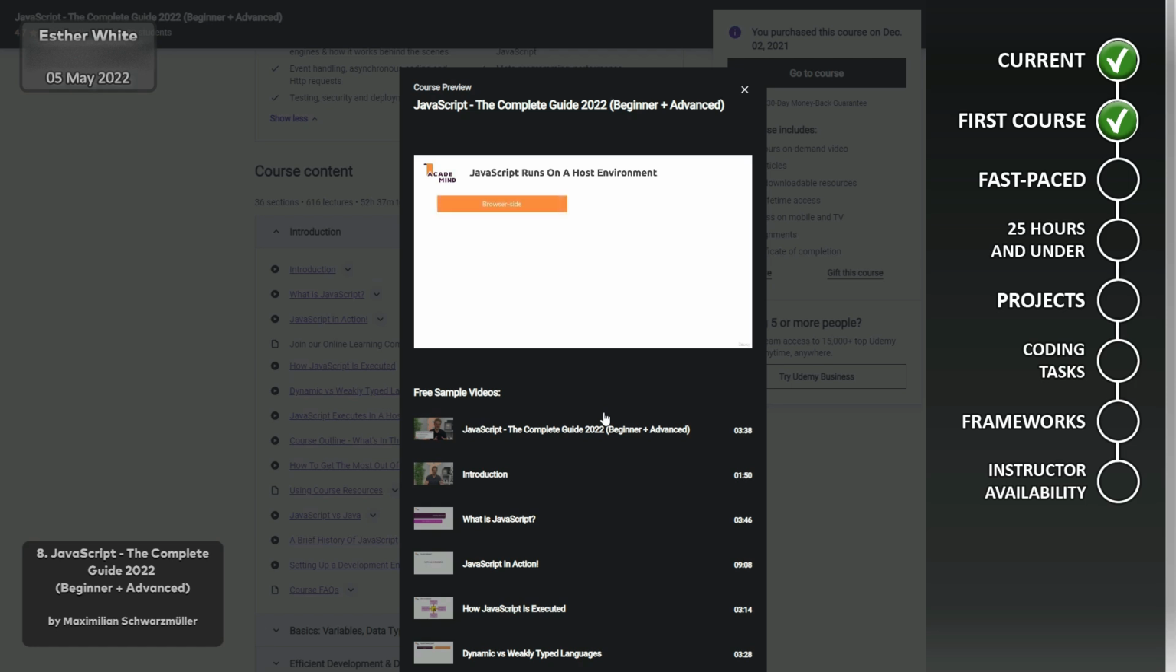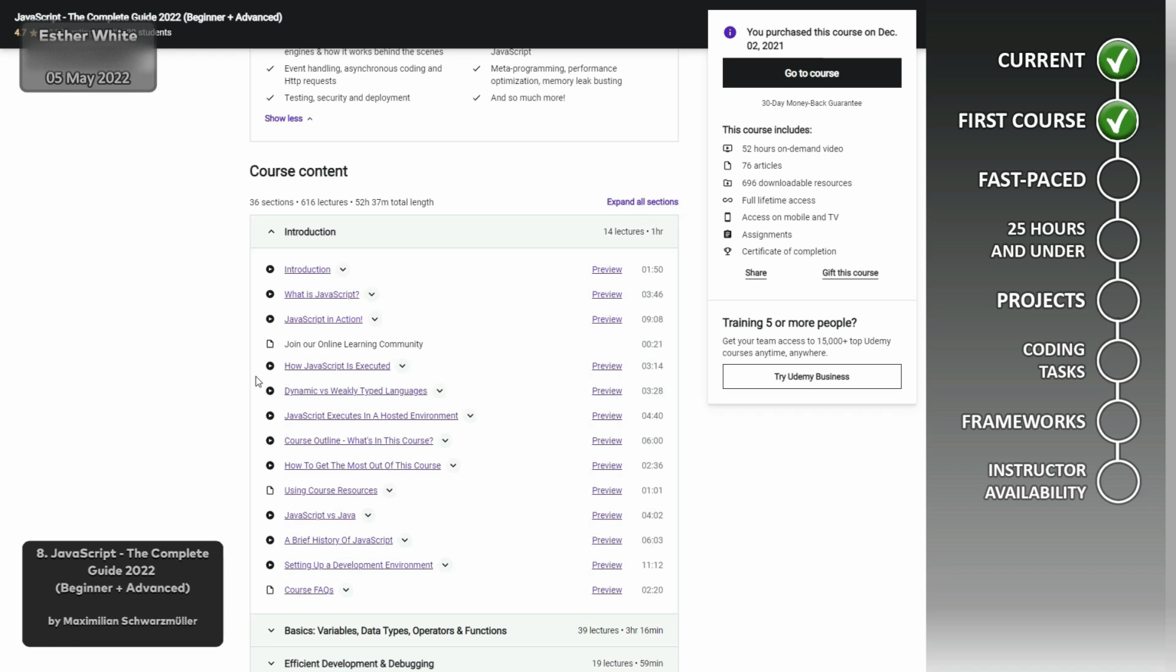Modern browsers have JavaScript engines built in, and they're therefore capable of executing JavaScript code. I would say that this is a modern pace. It's not exactly slow, but it also is not fast.